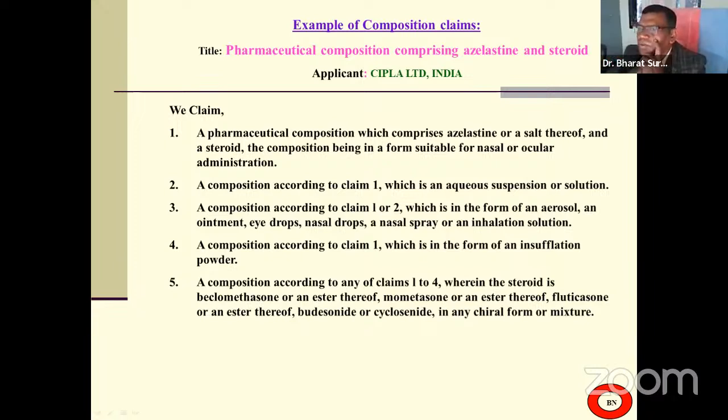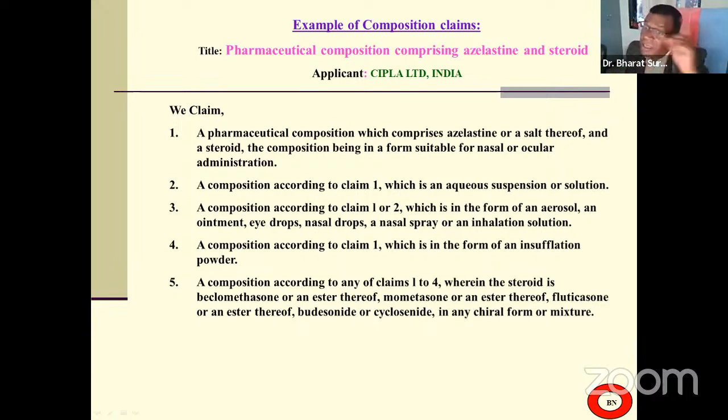There are different branches: electrical, mechanical, civil, electronics, all kinds of people are with us. We have been trained in different fields on how to judge novelty. For example, you are filing the composition of azelastine. We have databases, both free and paid. In them we put in a search strategy, as we are trained. We search azelastine, salt, for nasal, ocular. If we find any relevant document, we study it.